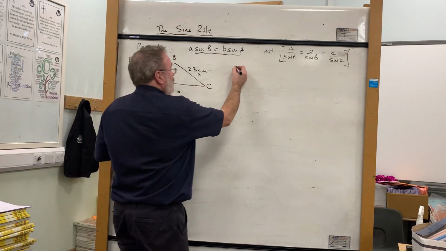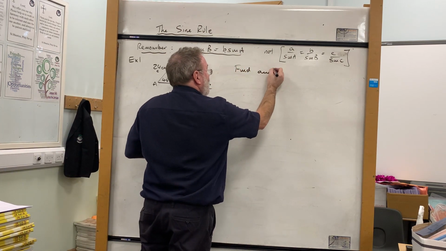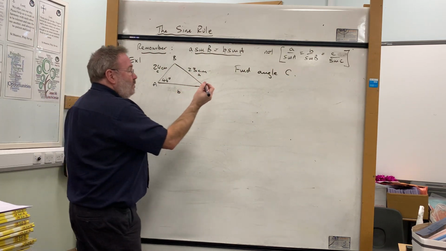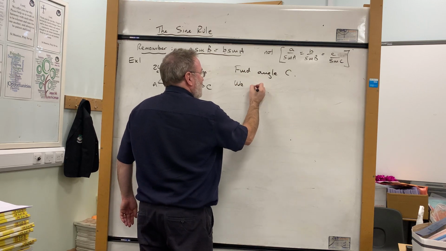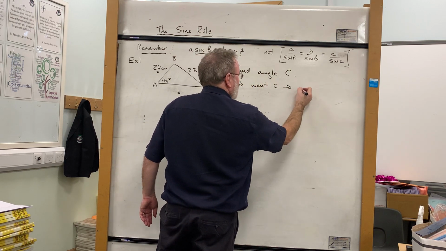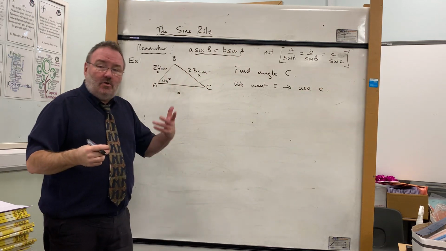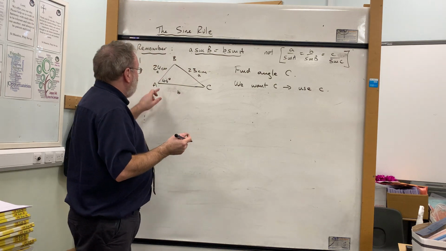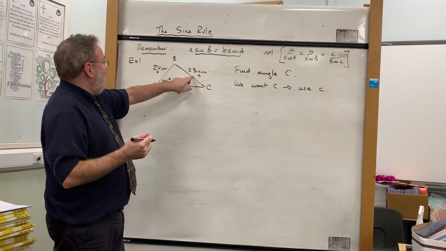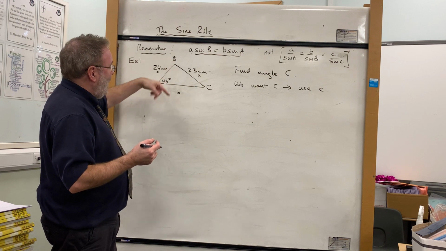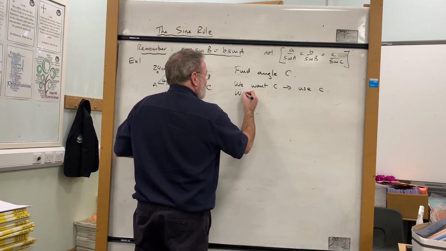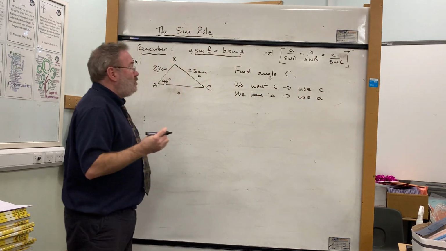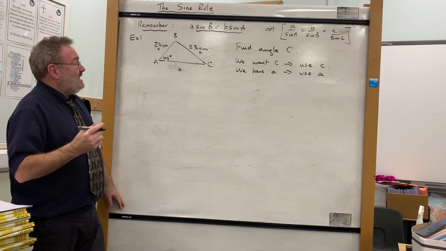We want to work out angle C. Because we want to work out angle C, we have to use letter C. Now remember, when you're doing the sine rule, it's a question of picking two of the three letters. The other information we have is side A and angle A. We don't know anything about B at all. So we have A, which means we use A. Therefore we're going to use A sine C and C sine A.